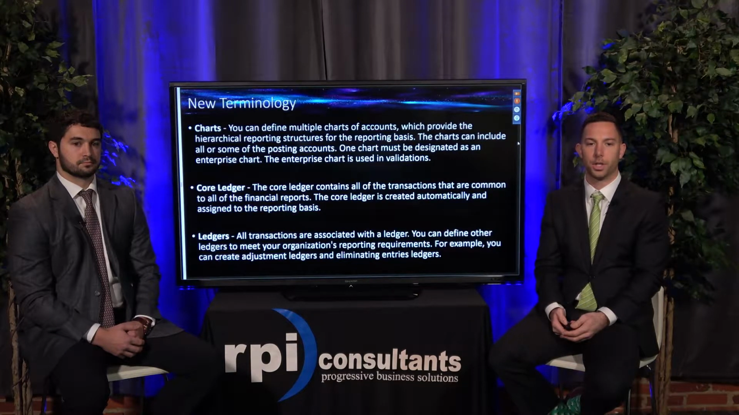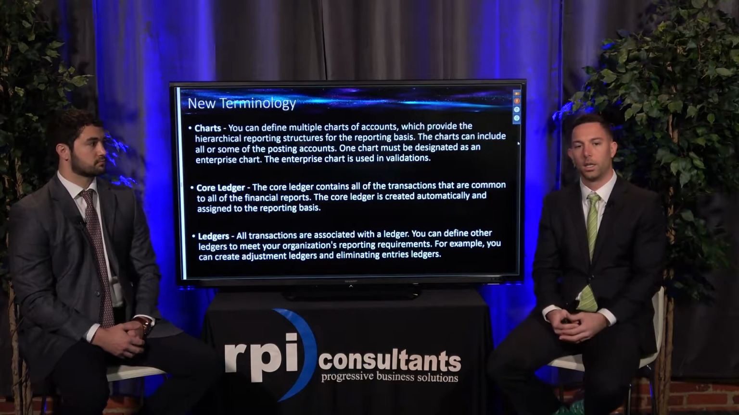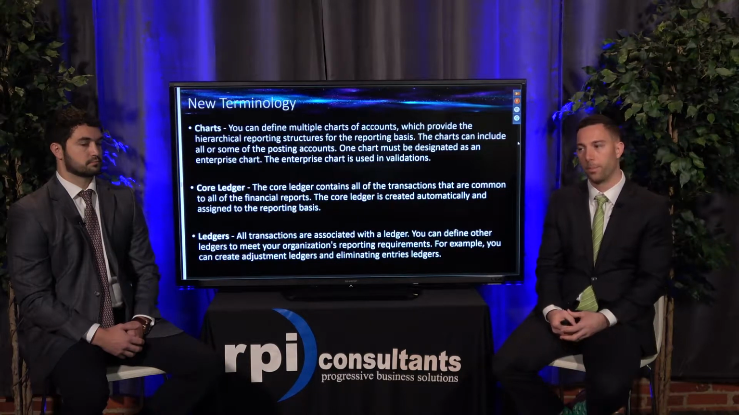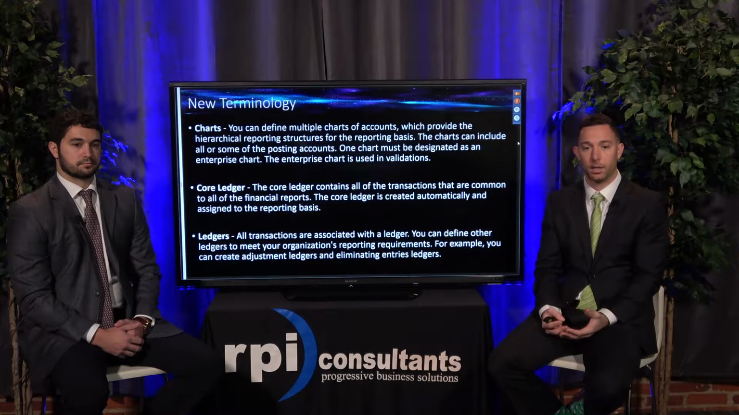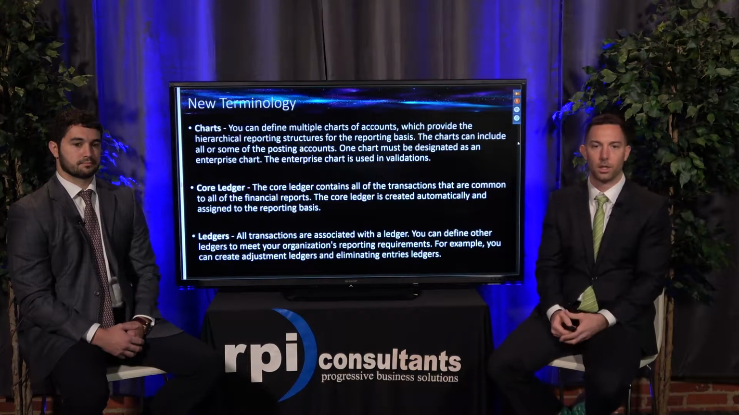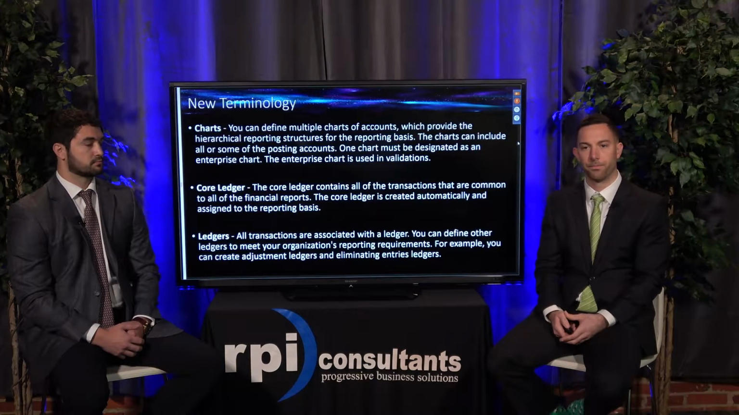Your core ledger is kind of your main ledger. All transactions feed into your core ledger. These are created automatically, and they're assigned back to your reporting basis. But within your core ledger, you can have other ledgers. So you can have as many ledgers as you need, and those are out there to help you meet reporting requirements for your organization. So for example, you have an adjustment ledger, you have an eliminating entries ledger. There's just another way to meet reporting needs for your company.